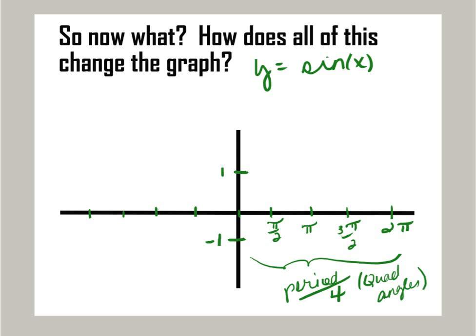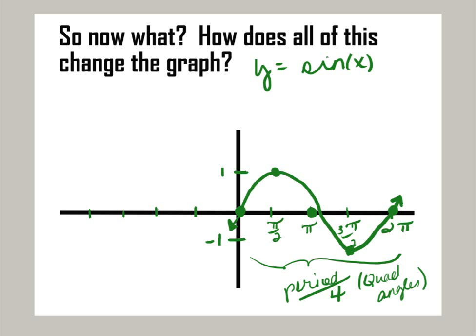So, and then we know that the general behavior of the sine is that it begins at 0. The sine value is 0 at 0. It's 1 at the first quadrant angle, back to 0. It's negative 1 at the third. And then it's back to 0 at a full rotation. And so here is my sine curve.